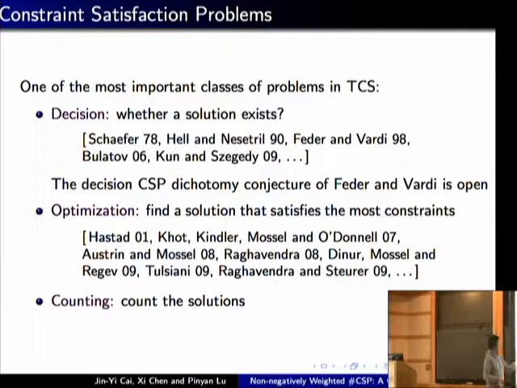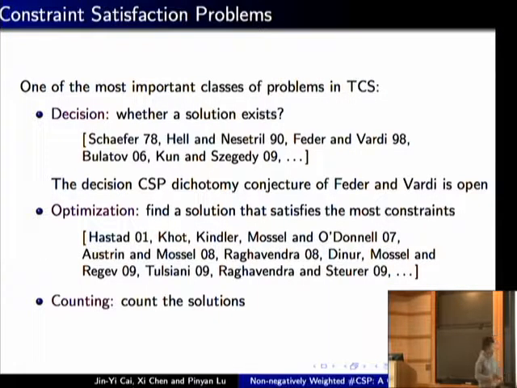And the second direction, I think, is one of the most active research areas in the past decade. This is about optimization. Instead of finding a solution that satisfies all the constraints, we try to find a solution that satisfies as many as possible, or approximately as many as possible. And this consists of a big bulk of research in both complexity theory and approximation algorithms.